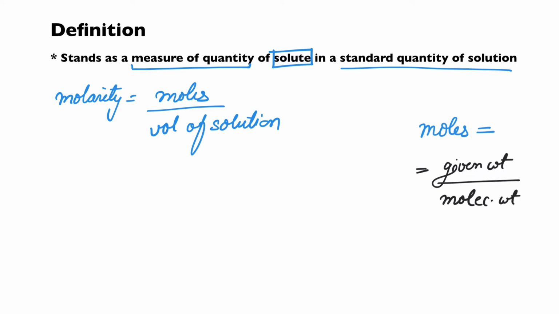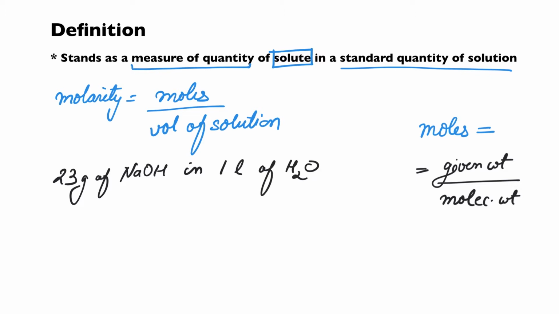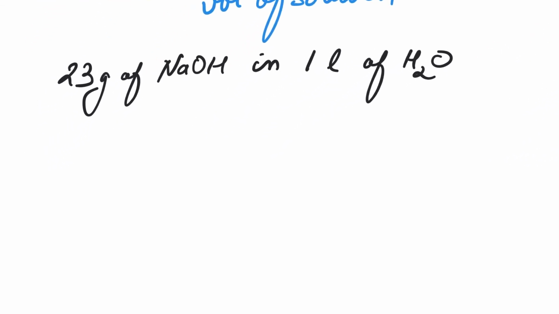Let's take an example. Let's say you are dissolving 23 grams of sodium hydroxide in 1 liter of water, right? So what should be the molarity here? Let's first find out the molecular weight of sodium hydroxide. Sodium is 23, oxygen is 16, hydrogen is 1. So that comes out to be 23 plus 16 plus 1, which is 40.